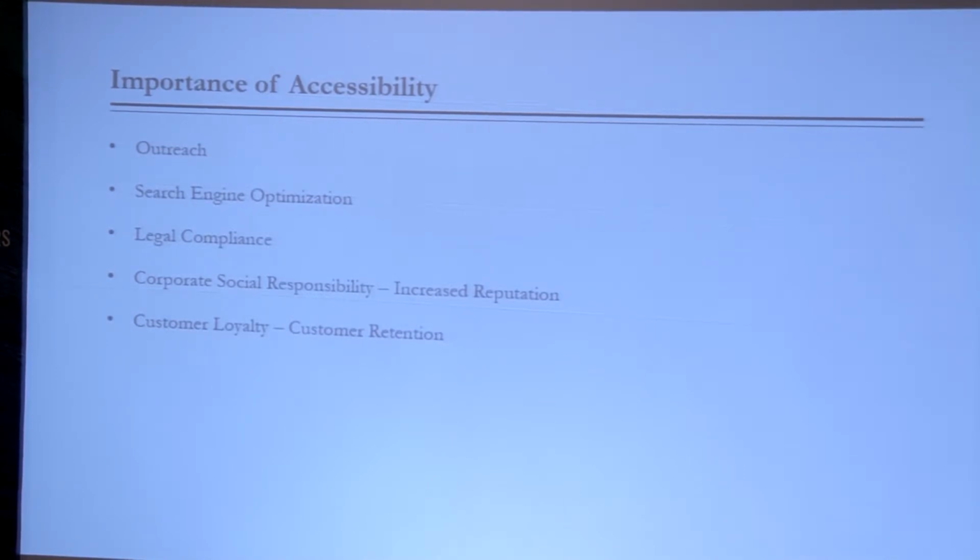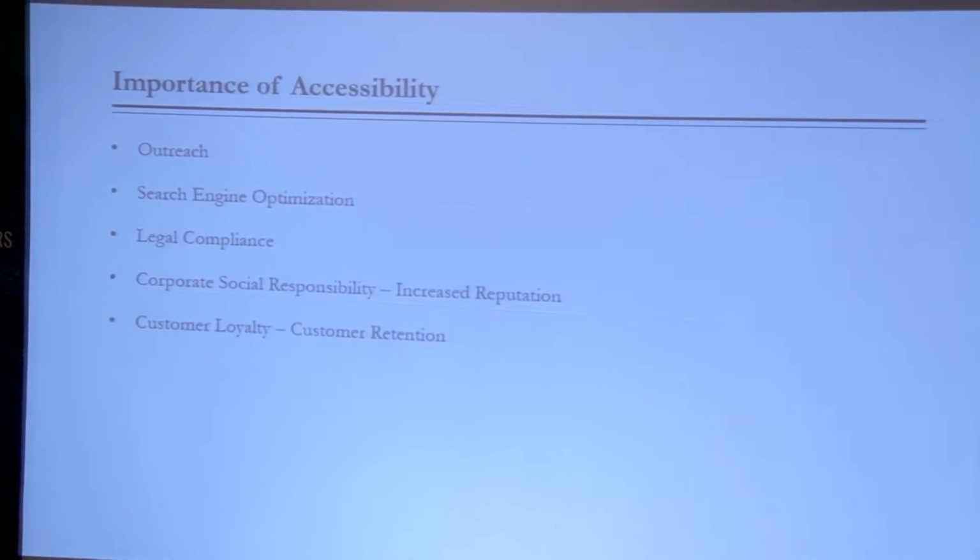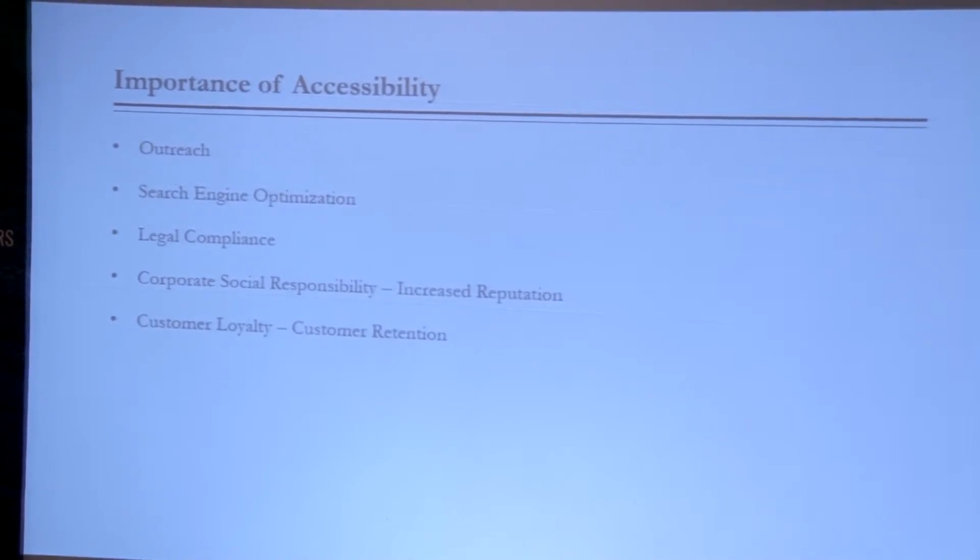The third issue is legal compliance. Disney, Target, and Netflix are big names who have in the past been sued for having their content not accessible. Target recently had to pay 20 million in legal fees and was sued by the National Federation of the Blind. It was asked to make its content accessible for each and every one.